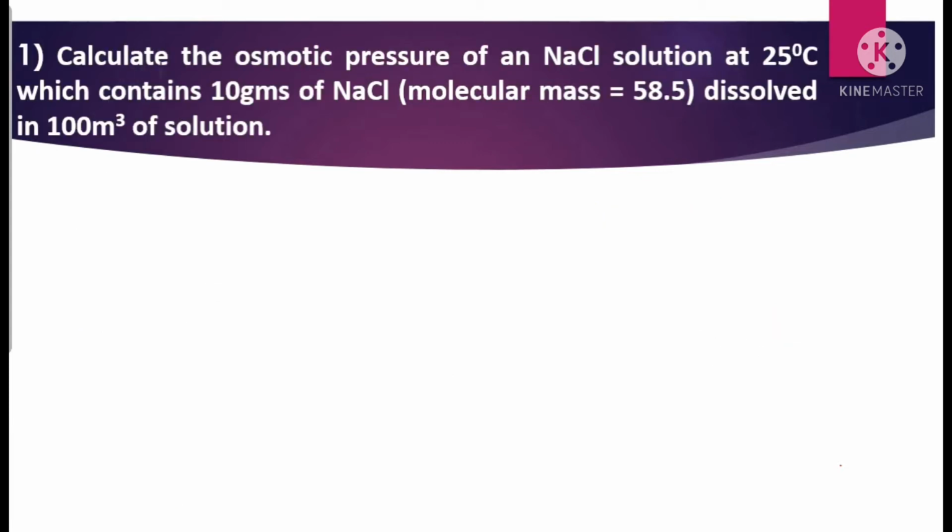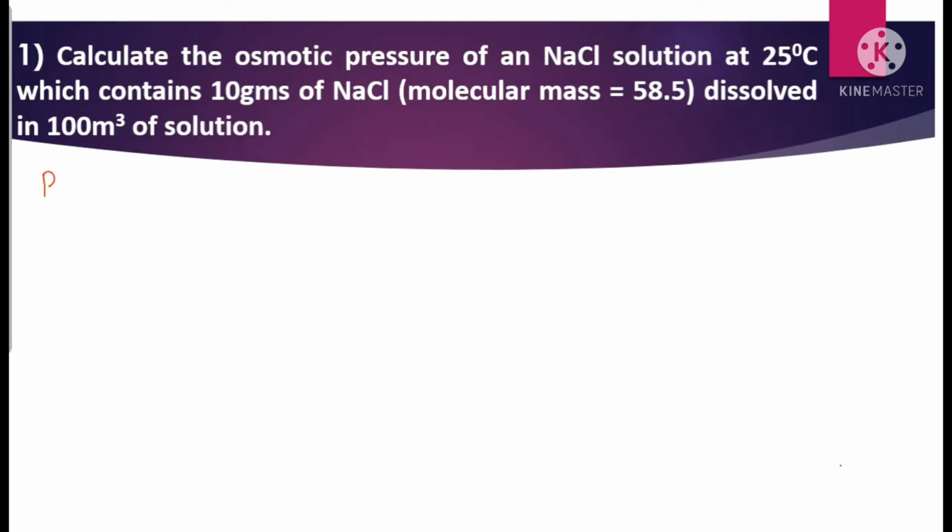Read the problem, students. Calculate the osmotic pressure of an NaCl solution at 25 degrees centigrade which contains 10 grams of NaCl. The molecular mass of NaCl is given as 58.5, dissolved in 100 meter cube of solution. In this problem they are asking you to calculate the osmotic pressure. Let us write the data first.